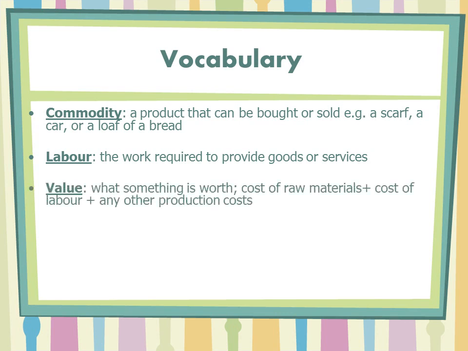Value: what something is worth. Cost of raw material plus cost of labor plus any other production cost. Let's suppose you are going to produce a dress. For producing that dress, it's not like you just produce a dress. First of all, you are going to buy cloth, then you have to design it, then you will buy the needles, the machines, and the colors, the patterns, whatever you want to put on it. You will buy all the raw materials.